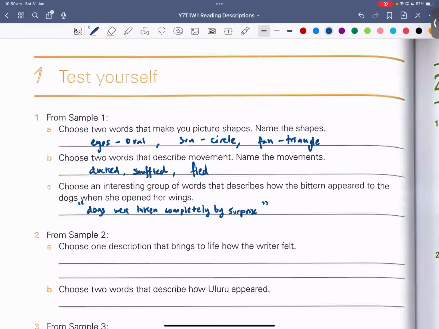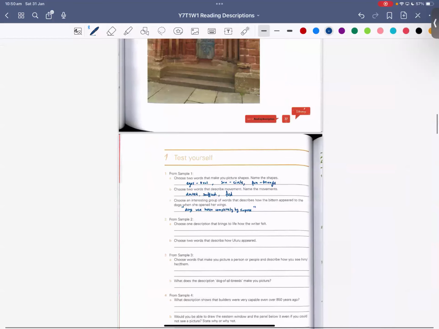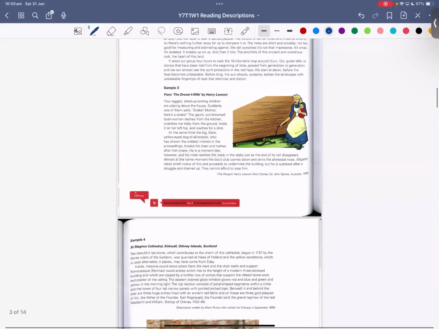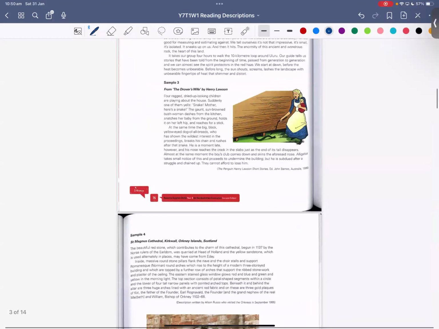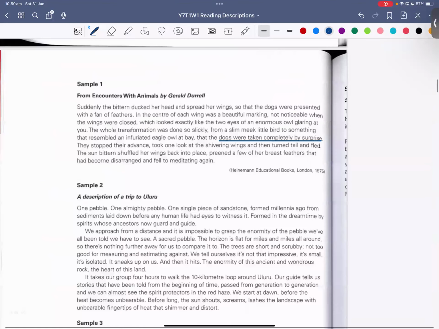So we're doing sample 2. Choose one description that brings to life how the writer felt. This might seem easy at first, but we really want to make sure we choose the right description that actually brings to life what the writer felt. So yeah, emotions are key.